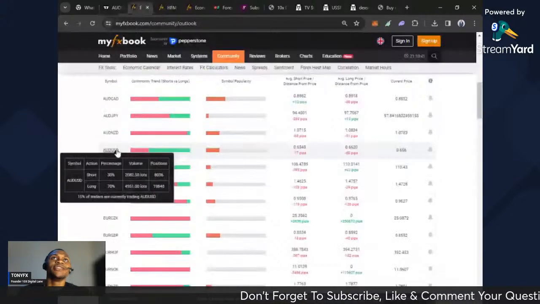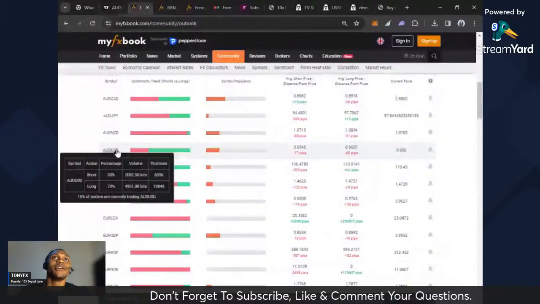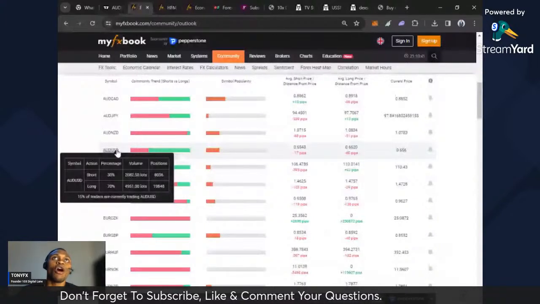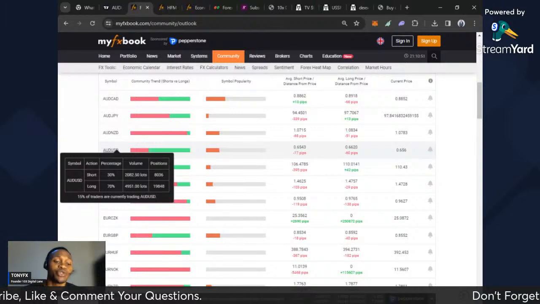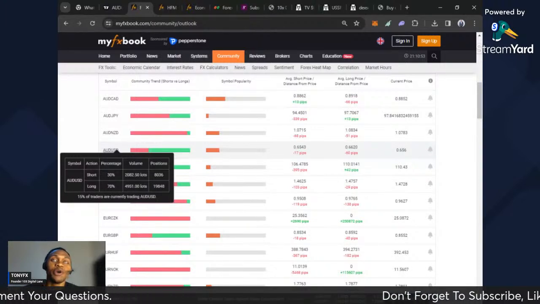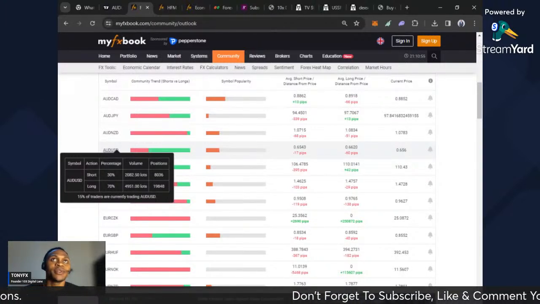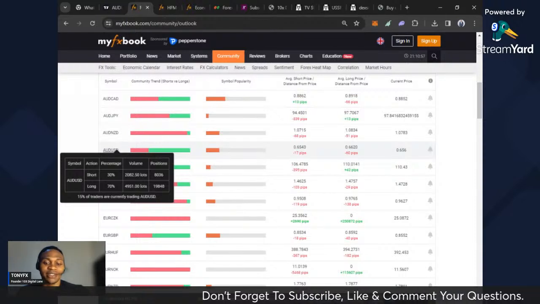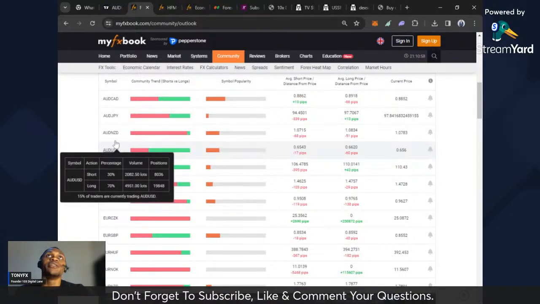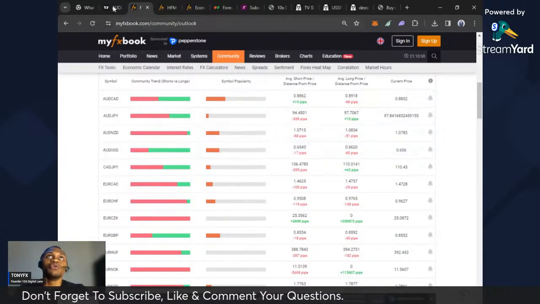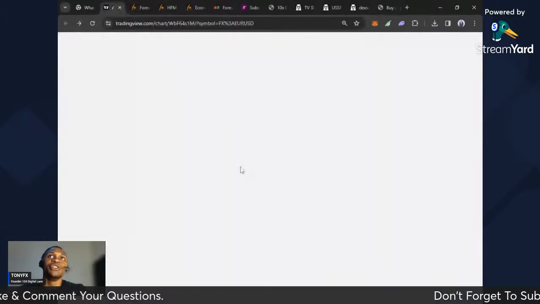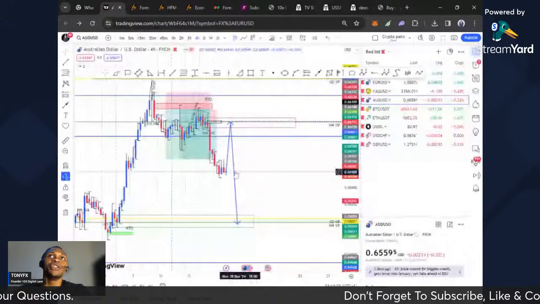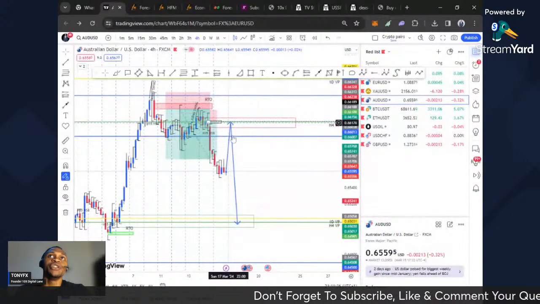Okay, for AUD USD under sentiment, we have 70% long and 30% short. So that's why we're anticipating the push to the upside. When we have 70% of the total market trading it long and 30% short, in that situation we'll be looking for the buy setups for AUD USD, which is to drive the 70% long. We then look for the sells.